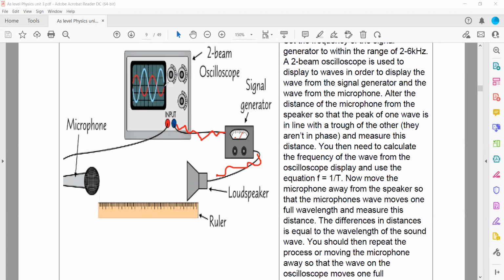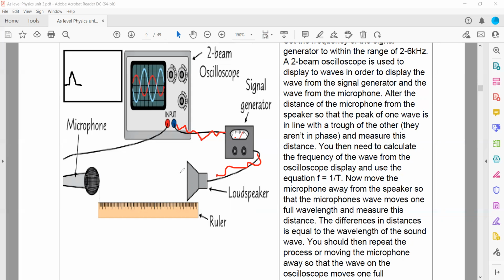The signal which is sent to the oscilloscope might appear like this, or like this. The oscilloscope mainly shows the waveform of different types of signals. It can be a sound, it can be an electrical signal. So when we produce a sound using the signal generator, one signal goes directly to the oscilloscope, and the oscilloscope reads the value. For example, this is the signal received directly from the signal generator.